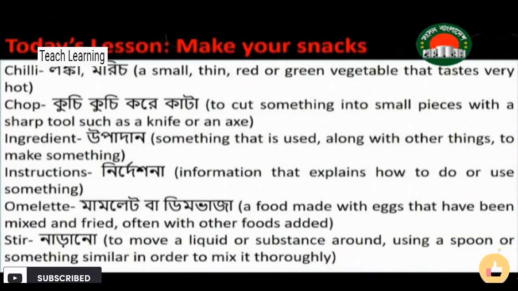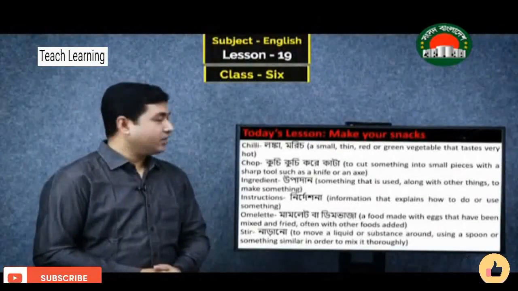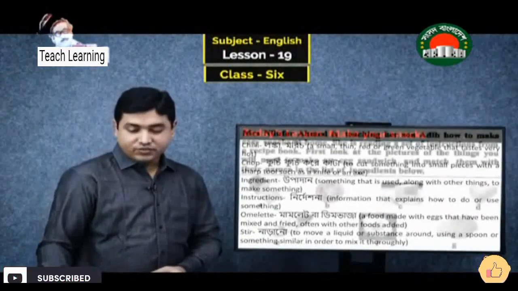Omelette. It means a food made with eggs that have been mixed and fried, often with other foods added. Stir. It means to move a liquid or substance around using a spoon or something similar in order to mix it thoroughly. Dear students, I hope the word meanings are clear to you. Okay, let's move on to our next slide.